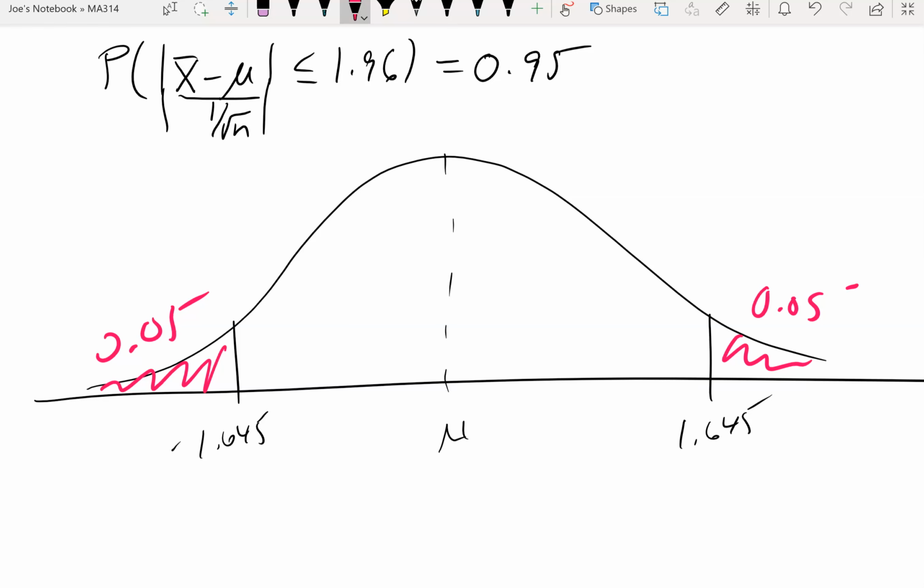The other way is to increase your sample size. Because if I increase my sample size, then the denominator is going to get bigger. And so that will make your difference smaller, relatively speaking.